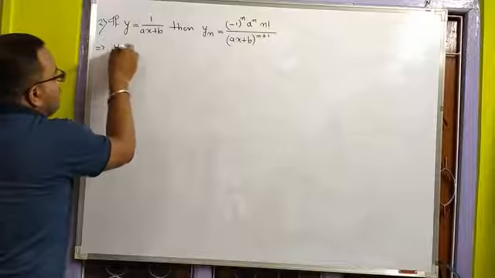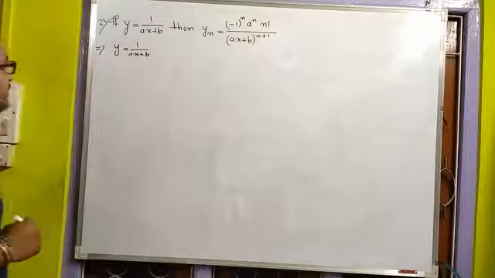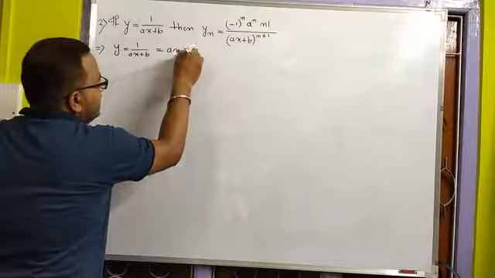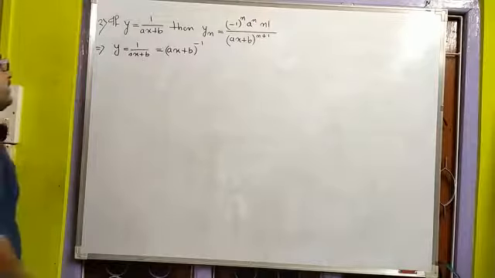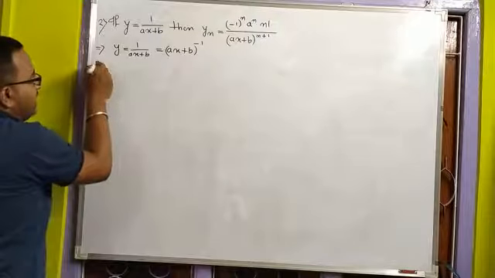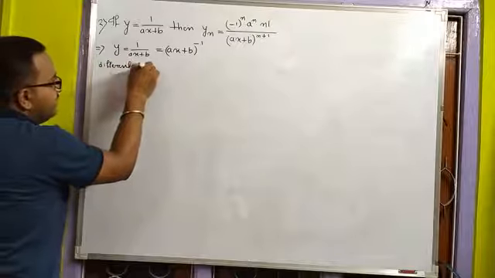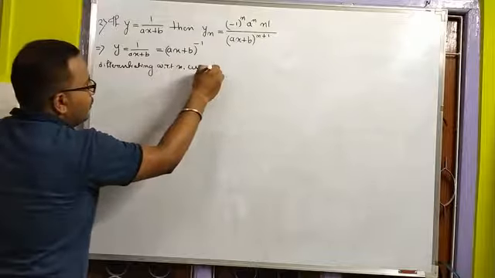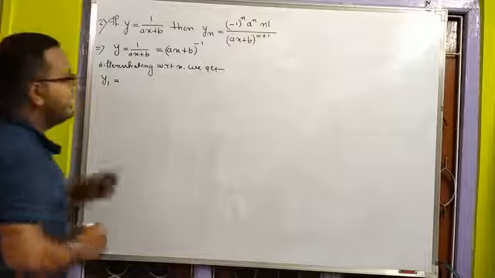So your function is y equals 1 by ax plus b. Try to bring it into a simpler form. I can write it as ax plus b whole thing to the power minus 1. Now, differentiating with respect to x, we get y1.